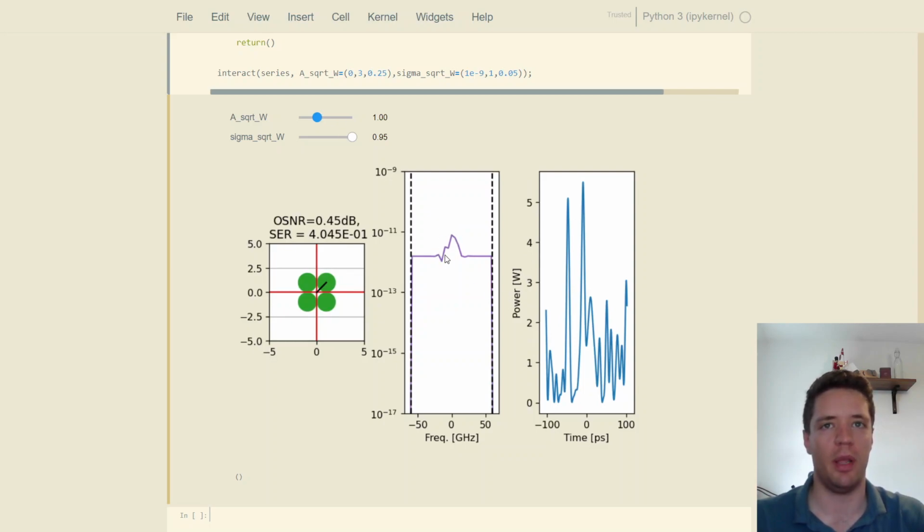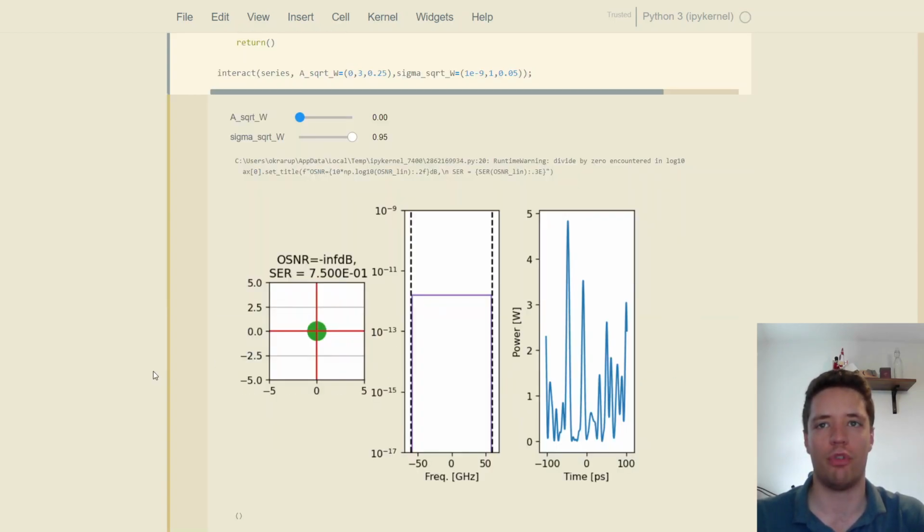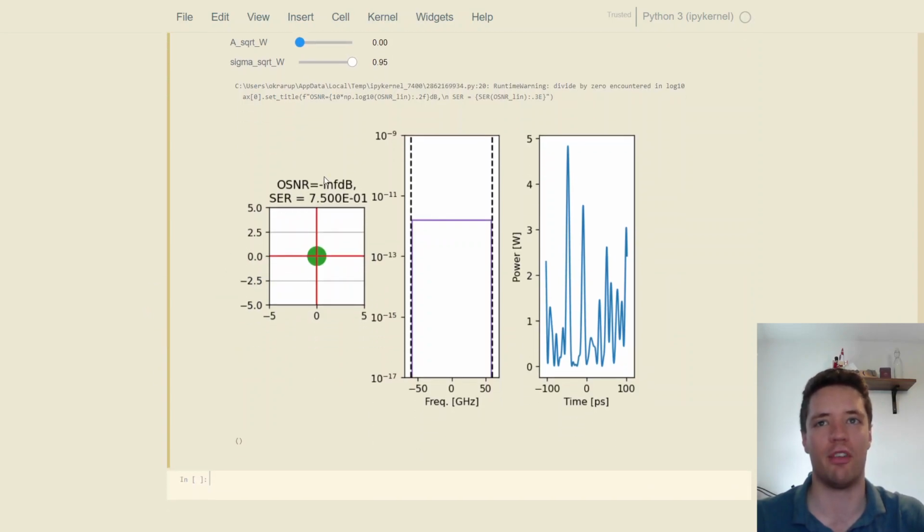You can see that now we only barely have the signal poking up over the noise here in the spectral domain. And we have this very noisy, very fuzzy signal coming out here. And you can see the signal-to-noise ratio is close to 1. And the symbol error rate is very, very bad. And let's just tune it up all the way and see that, of course, in the limit where... Oh, I was complaining because it has a negative infinity value of the OSNR in decibels.